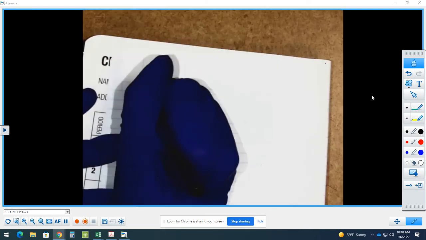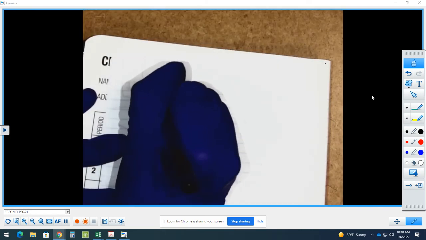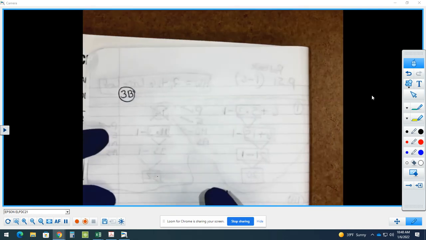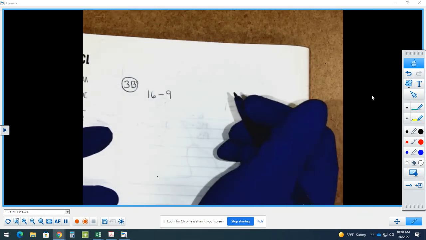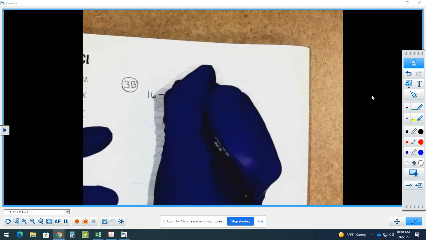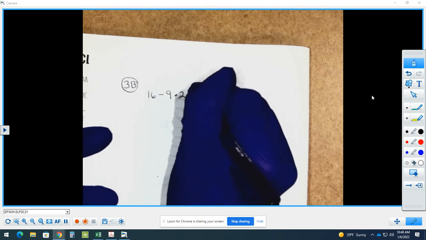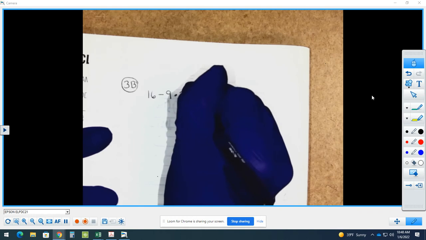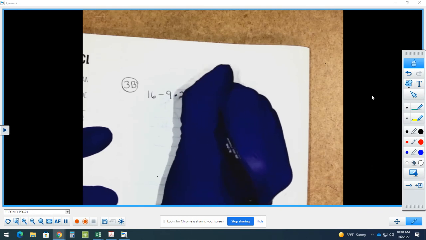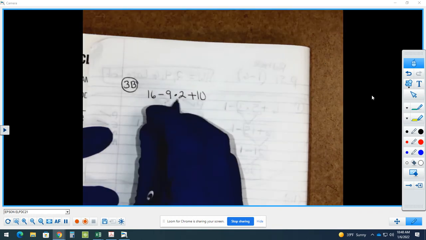I'm going to go now to the back. And I'm going to do 3B. 3B says 16 minus 9. What else does it say? Times 2. What else? Plus 10. Thank you, sir. So they want us to subtract, multiply, and add.